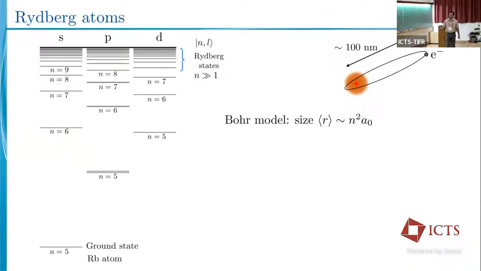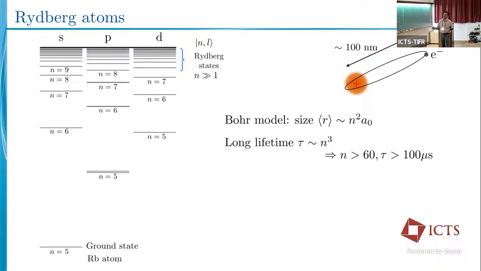I just give the idea in the Bohr model: when you are far away from the center, the radius of the Rydberg state is almost proportional to n squared a naught. And if I take the n value as 60, the lifetime in this case is going to be 100 microseconds.